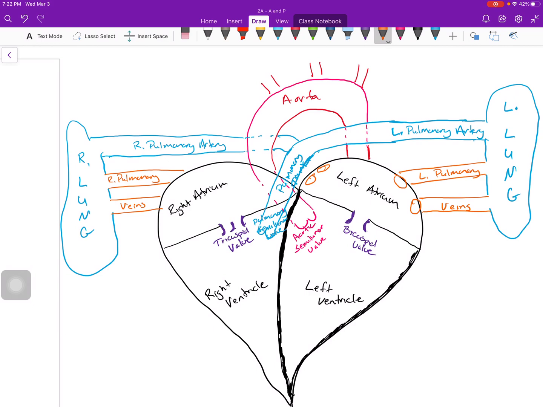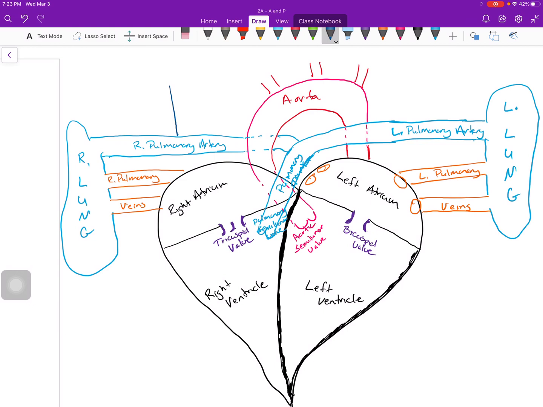Now, the last great vessels that we need to add are the superior vena cava and the inferior vena cava, the vessels that bring blood to the right side of the heart. And so I'm going to go back and let's see, maybe do this darker blue right here. And so that comes in right here.